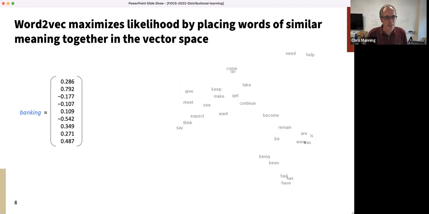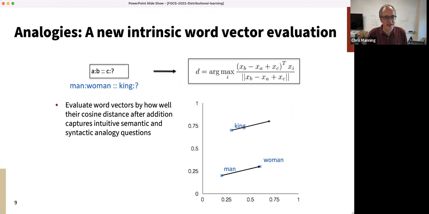But the result that stunned people at the time wasn't just that you captured semantic similarity well, but that this was revealing meaning components in space. So the most famous example was doing this for the gender dimension. That works for many other examples too. I'll show you one or two later.